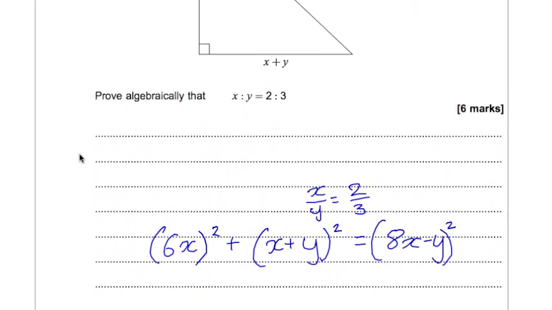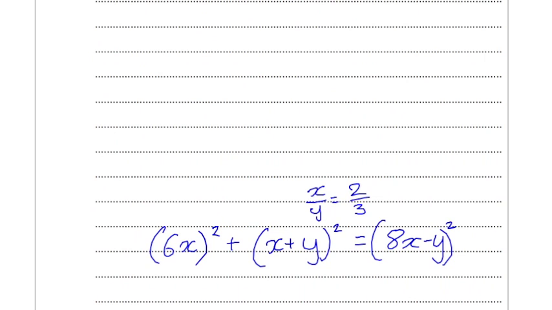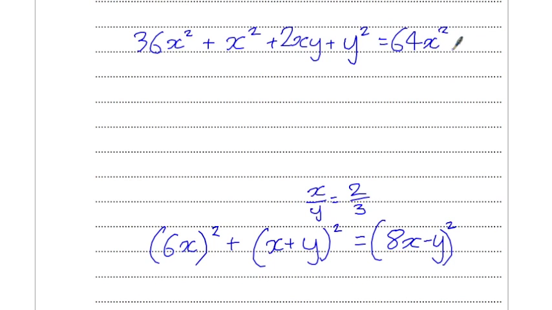Right, I'm going to move down. And sorry, I'll continue up here. Apologies again for the mess. So 36x squared plus, so these brackets will become x squared plus 2xy plus y squared. And that's going to equal 64x squared minus 8xy minus 8xy, so minus 16xy plus y squared.